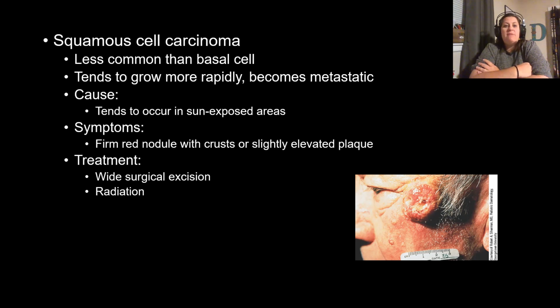Symptoms: it's a firm reddish nodule that forms crust and becomes an elevated type of plaque. Treatment is wide surgical excision. So in this case, they're going to take out an area around it to help prevent any of the cells being left behind, so that way it won't metastasize. And a lot of times it's followed up with radiation.